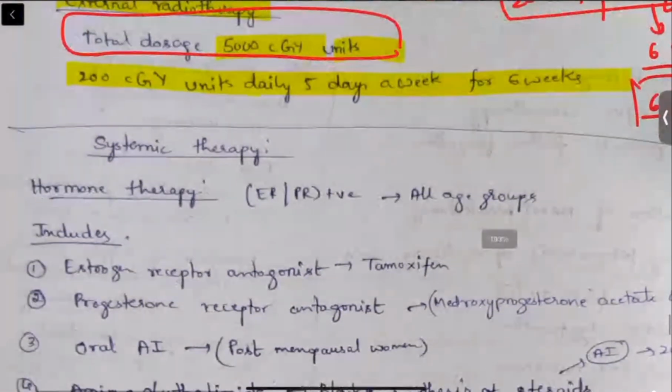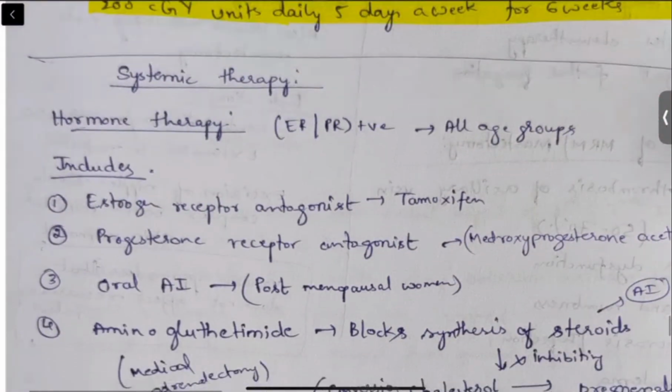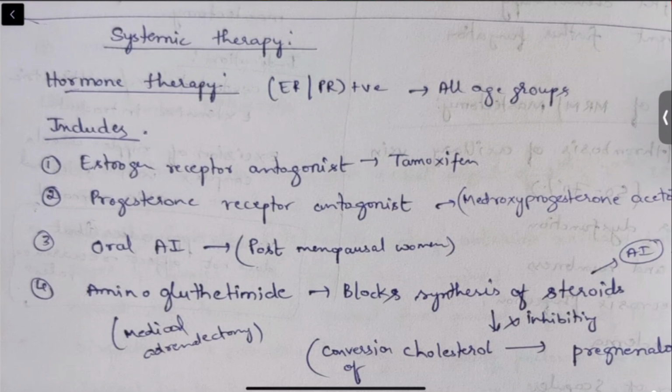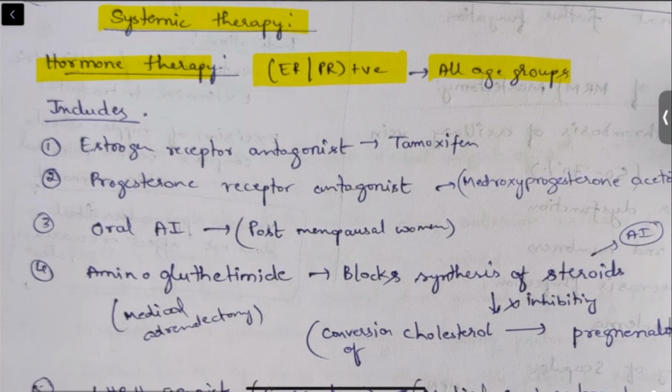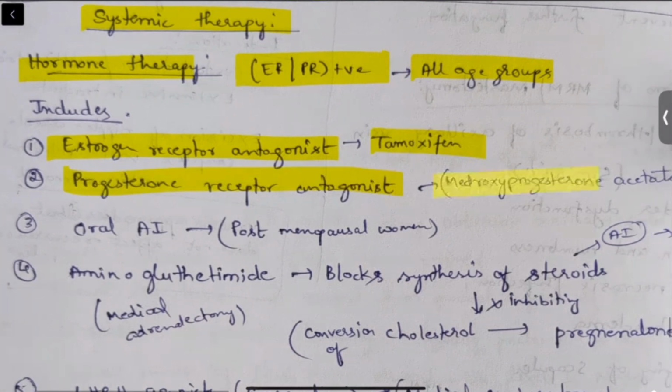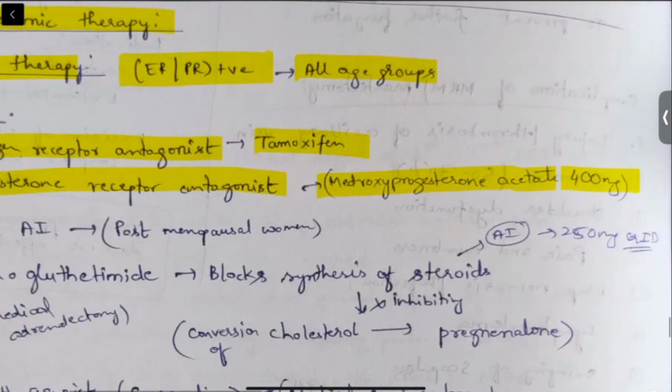Okay, after this, in order to improve the prognostic factor and help the patient survive a longer time, we can also use systemic therapy, which includes hormone therapy. Again, this is basically used for treating ER and PR positive tumors, which we had discussed. For any tumor which is ER and PR positive, for all age groups we can use hormonal therapy, which includes estrogen receptor antagonists like tamoxifen. Other one, progesterone receptor antagonist like medroxyprogesterone acetate, that is DMPA, which is a dose of 400 mg.